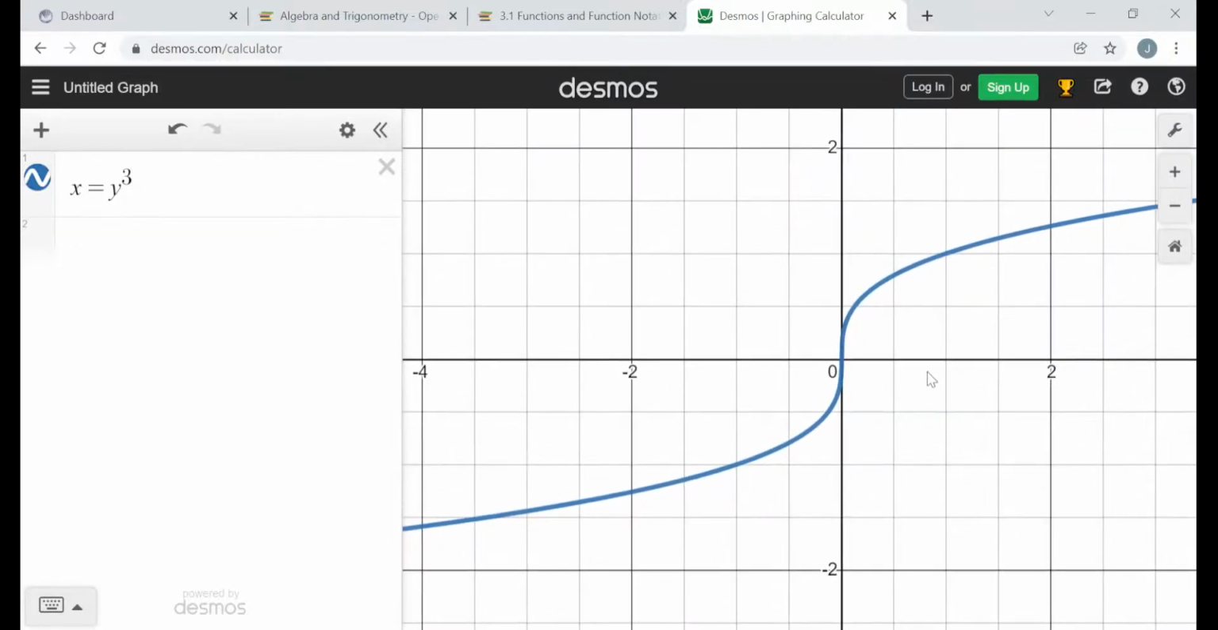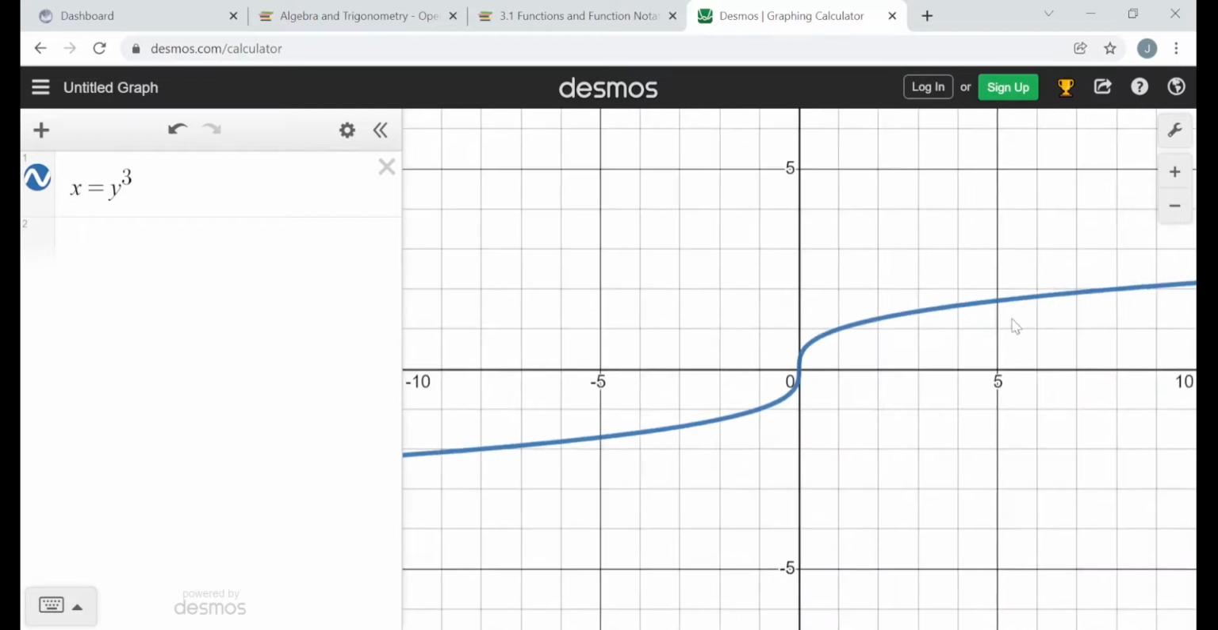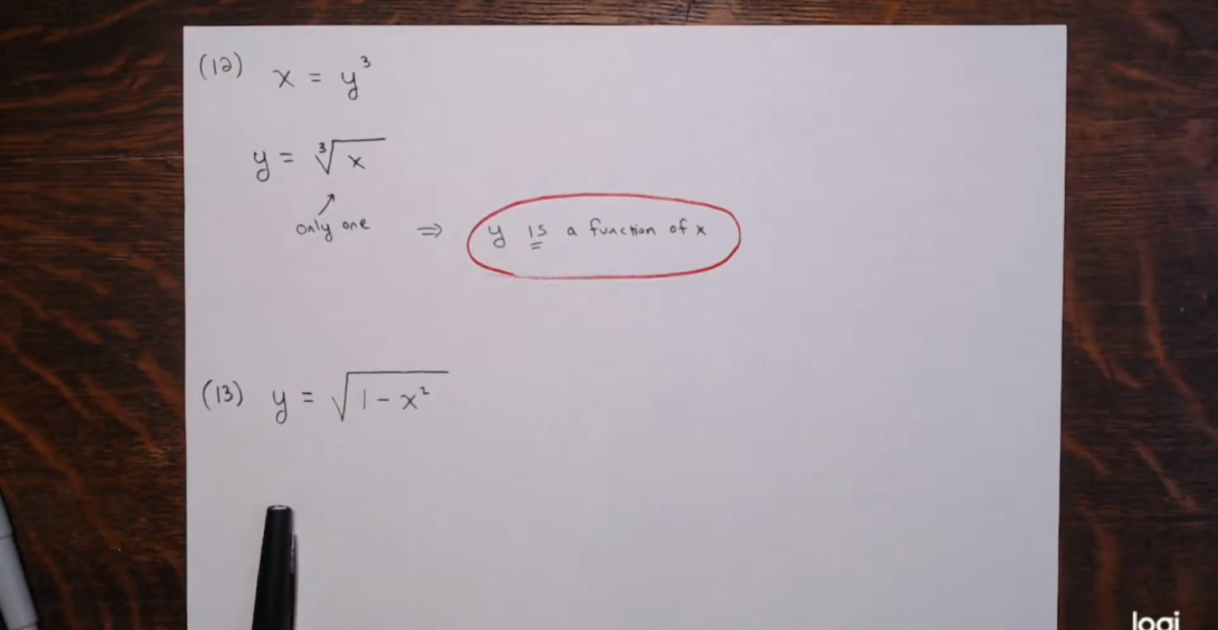So that might be a bit tricky, but when x is 0, y is 0, and that's it. When x is 1/2, y is the cube root of 1/2, and that's it, right? So every x value corresponds to exactly one y value. Every vertical line is going to hit this graph in one point, and no more than one point. Great, so y is a function of x here.